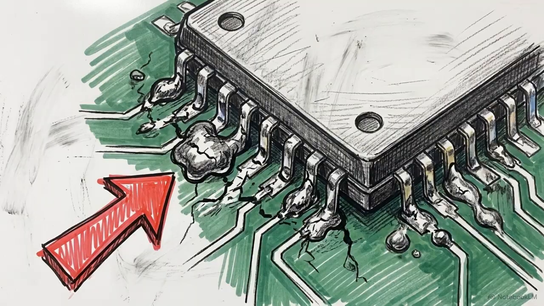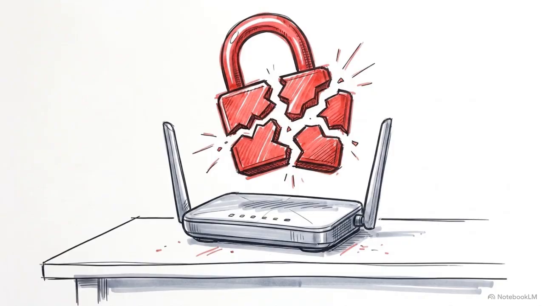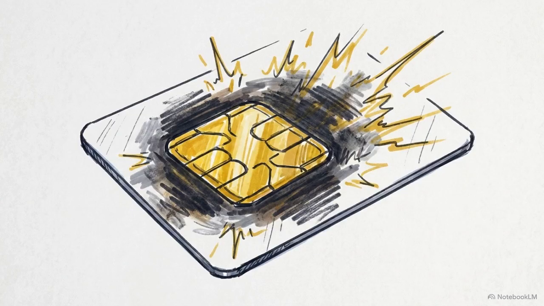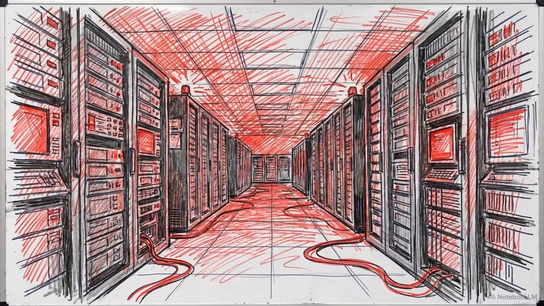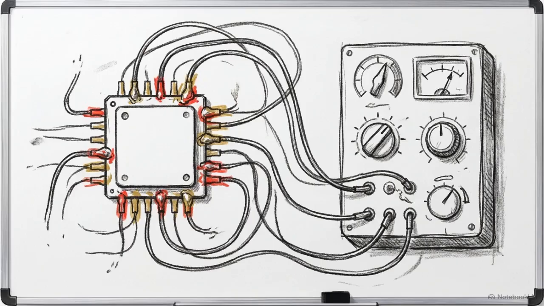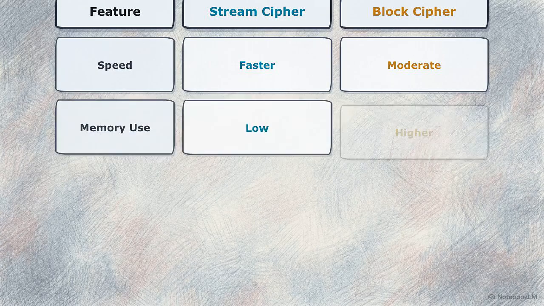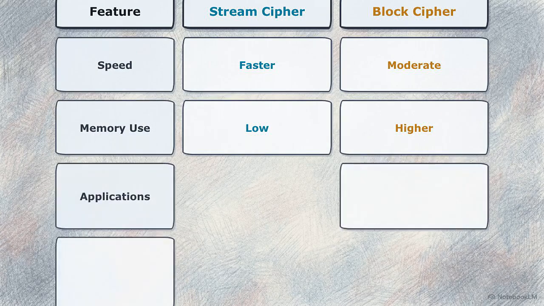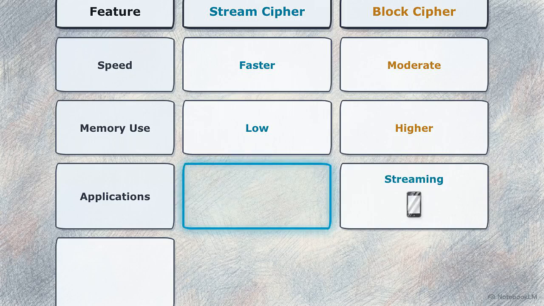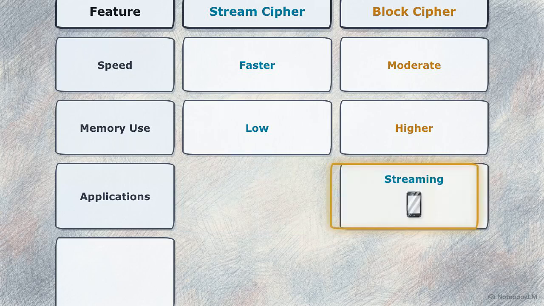Weak hardware implementations have led to major Wi-Fi vulnerabilities, compromised smart cards, and catastrophic hardware security failures. Even an algorithm with perfect computational security will fail if the physical hardware leaks its secrets. Let's bring these architectures together. This comparison shows trade-offs between stream and block ciphers across speed, memory, and applications. The rule of thumb: deploy stream ciphers for fast, low-memory, continuous streams, and use block ciphers for secure, fixed-size file encryption.